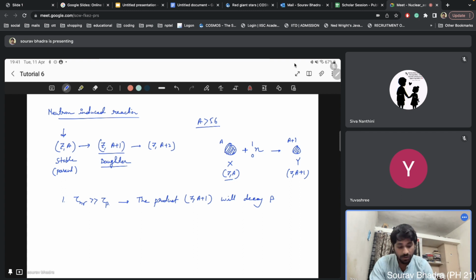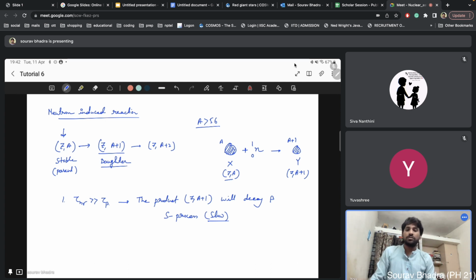So this process is called the s-process. S-process means slow process, and this slow is coming because the second reaction, which is the second neutron capture reaction, has a very large lifetime.